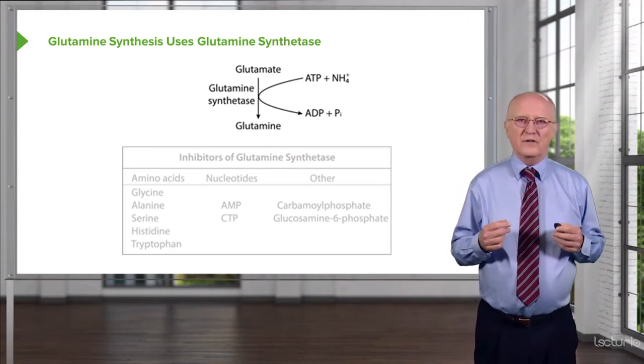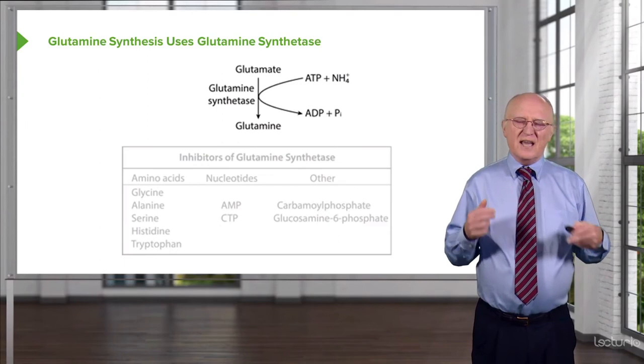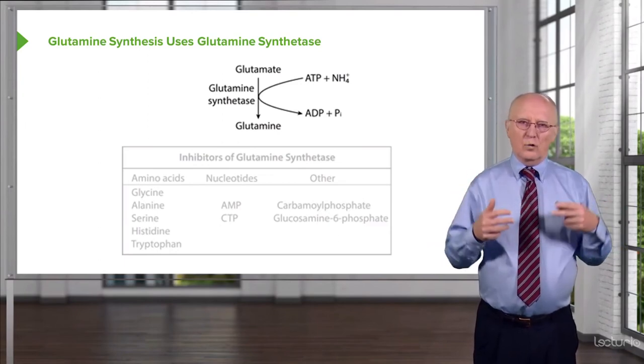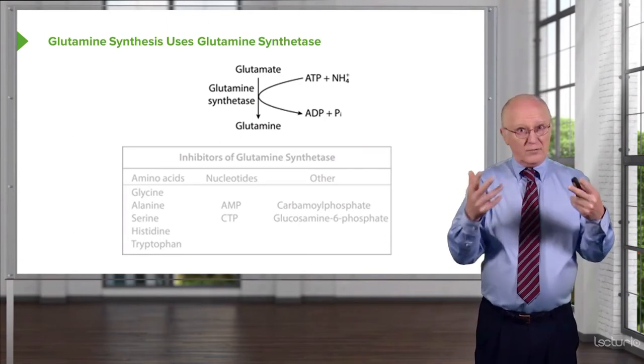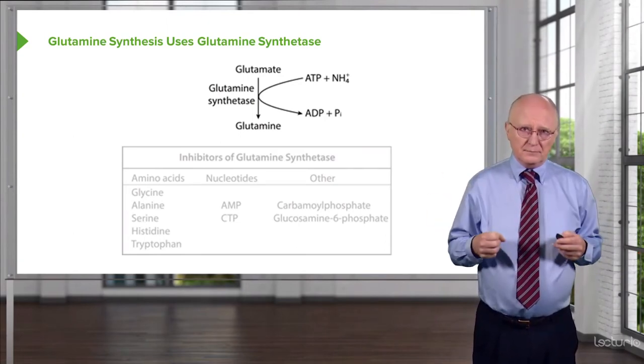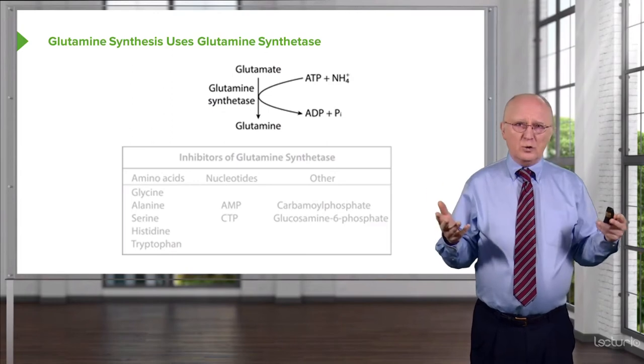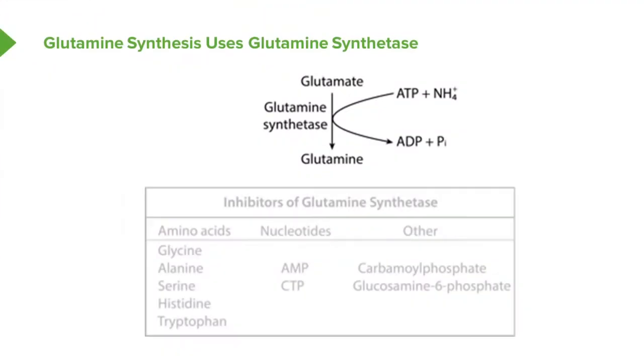We're not going to go into all the details of it. But suffice it to say that this reaction is important to control. Cells don't want to make too much of anything, and so this reaction is important for grabbing ammonium. But if a cell makes too much glutamine, it'll have other problems. So therefore, it's important to control how much glutamine is being made.